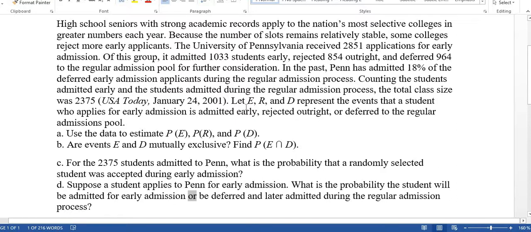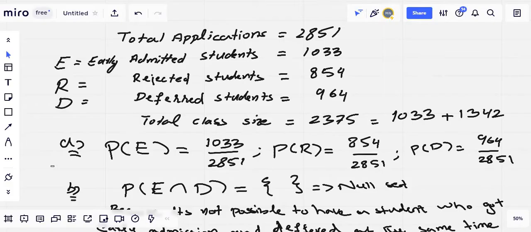Now they have explained some events, E, R and D, that represent students admitted early, R for rejected outright, and D for deferred to the regular admission pool. So this is the information provided in this example, and we have to answer the first part. In the first part, use the data to estimate the probability of E, probability of R and probability of D, and this part is very easy to understand and solve.